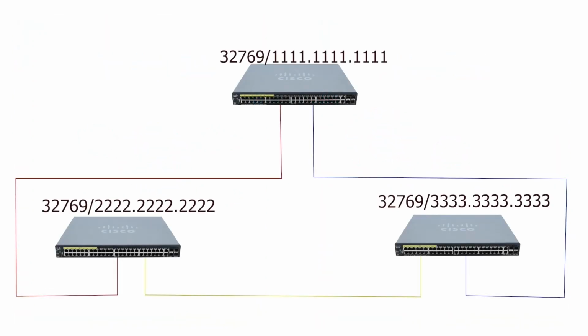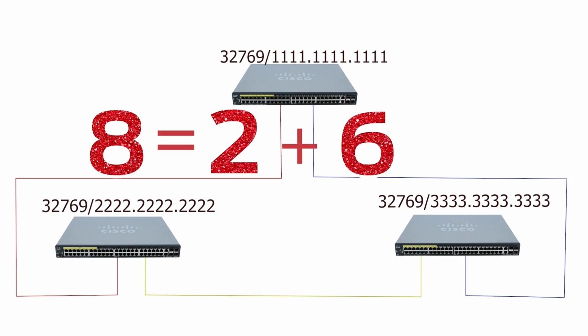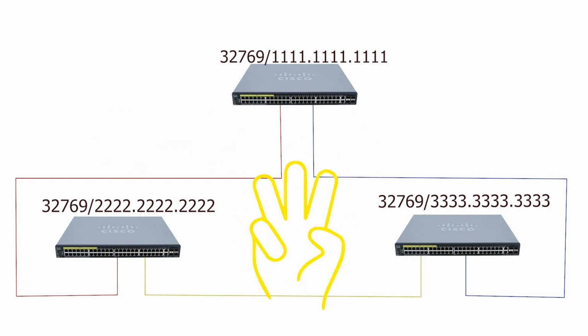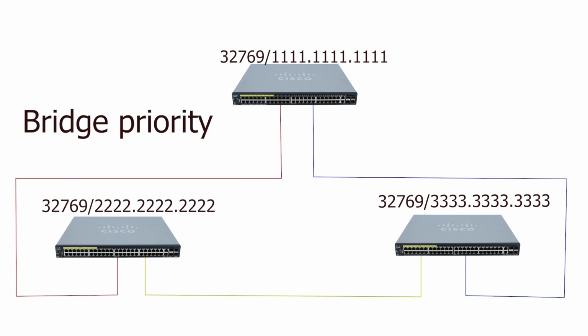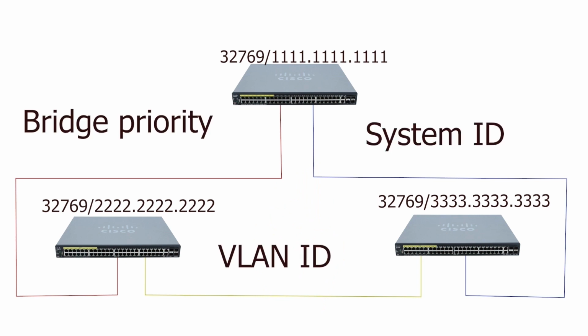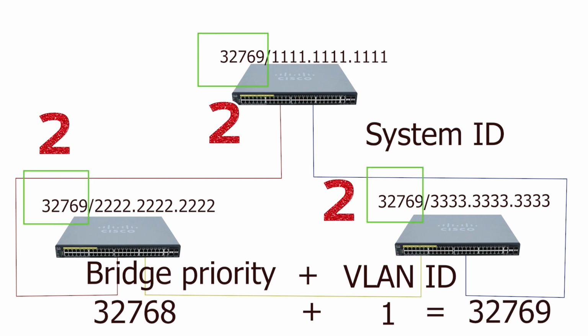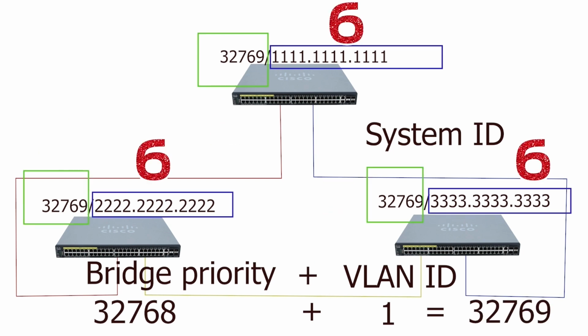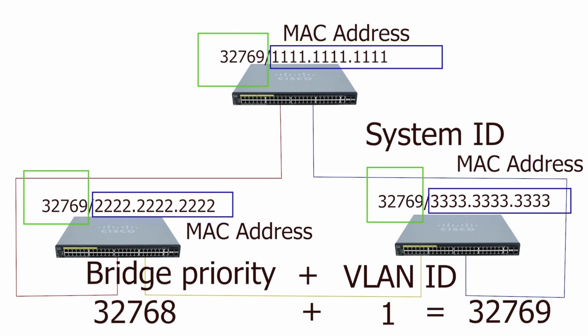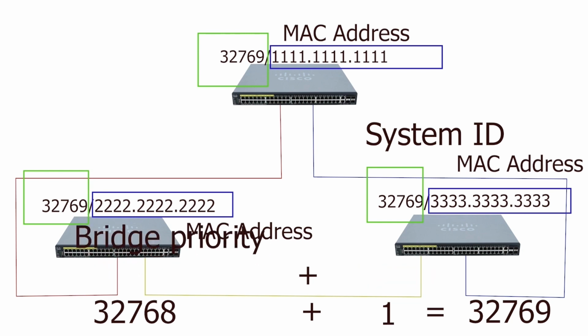STP uses the bridge ID to compare and select the root bridge. The bridge ID is an 8-byte value unique to each switch. It consists of 3 components: bridge priority, VLAN ID, and system ID. It saves the sum of the bridge priority and VLAN ID in the first 2 bytes. In the remaining 6 bytes, it saves the MAC address of the switch. Let us understand these components in detail.